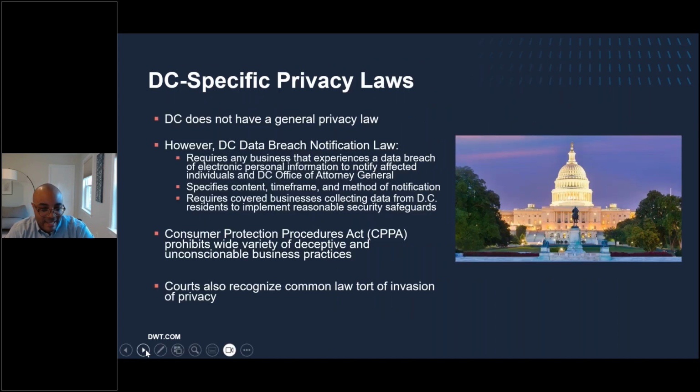So turning to DC, given that this is after all a DC law clinic, DC doesn't have a general privacy law, so it's sort of like at the federal level, there's no law of general application.